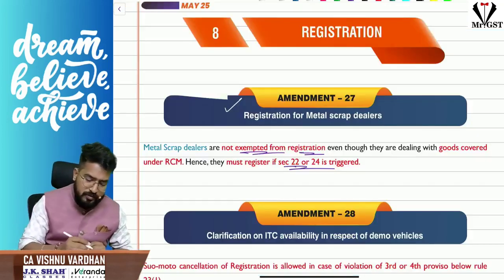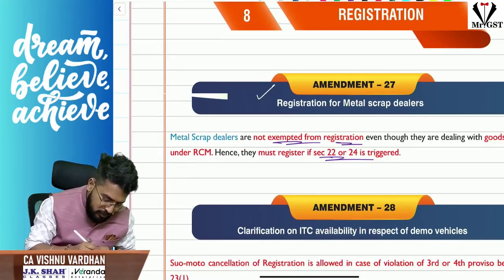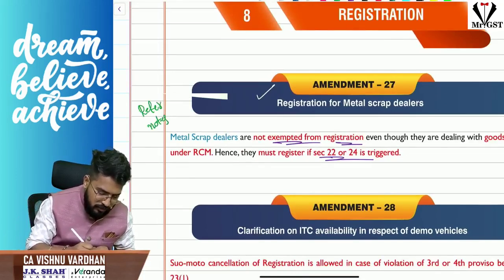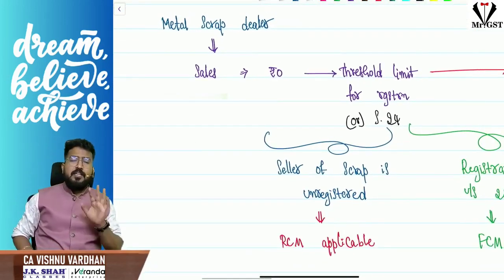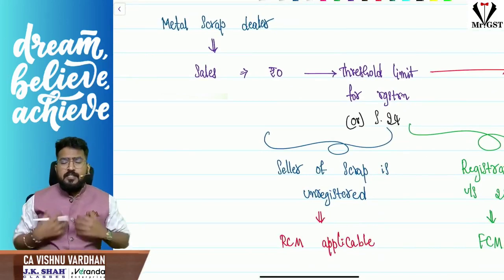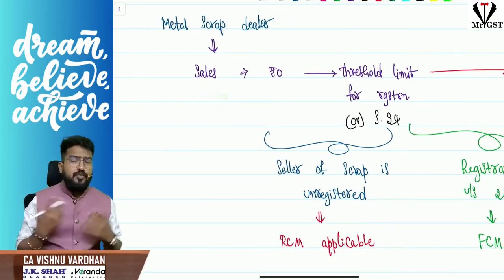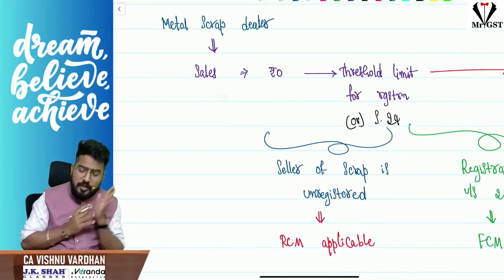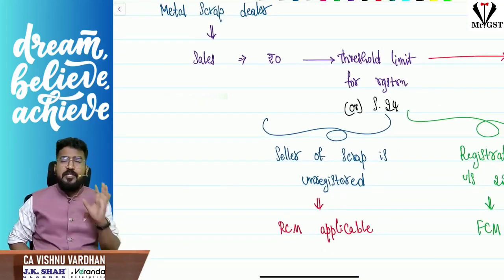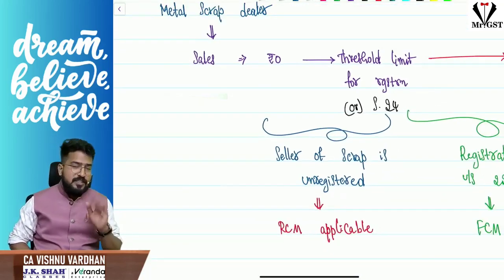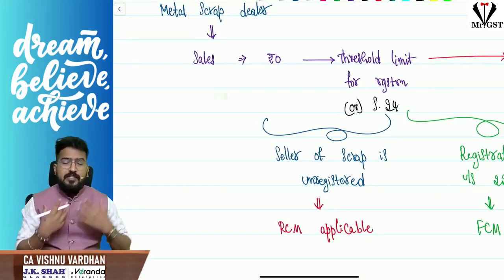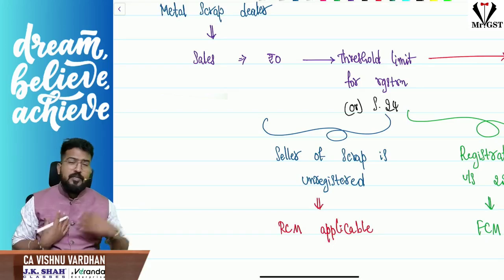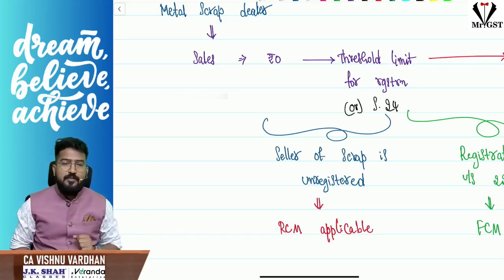To simplify this, let us see the notes. As I was writing the notes, just refer to the notes. Let me show you this. I'm a metal scrap dealer making sales. The moment I start business, I will not take registration; I can enjoy the threshold limits. As long as I'm enjoying the threshold limits, and not liable for registration under section 22 or 24, whatever sales I make are sales of metal scrap by an unregistered person. So RCM comes into picture, and the recipient is liable to pay GST.